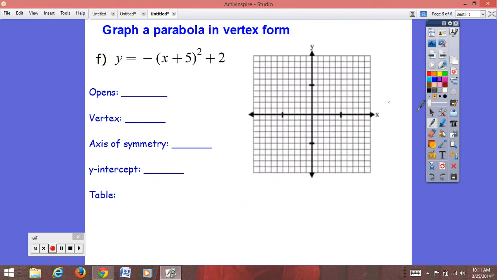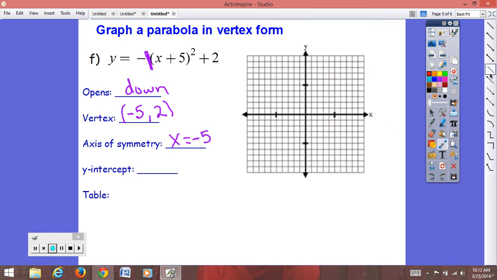Okay, another example. Our A is a -1 here. We can just throw that in there to help us remember. So this is going to open down. And our vertex at the point H, K, and since this is a positive 5, that means our H is going to be a -5, 2. So our axis of symmetry is at x equals -5. Go ahead and put that in on our graph. -5, 1, 2, 3, 4, 5. Draw that in. And again, find our y-intercept.